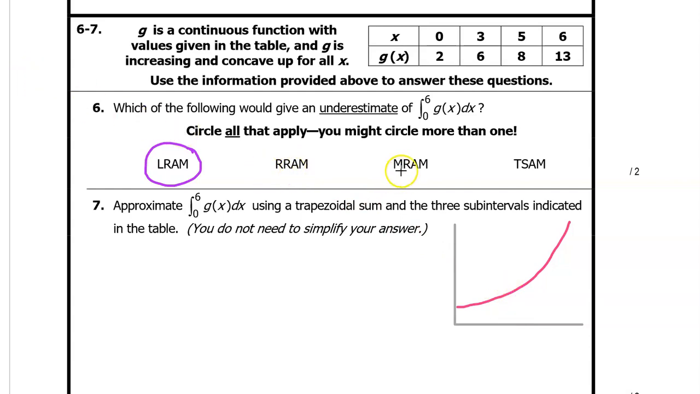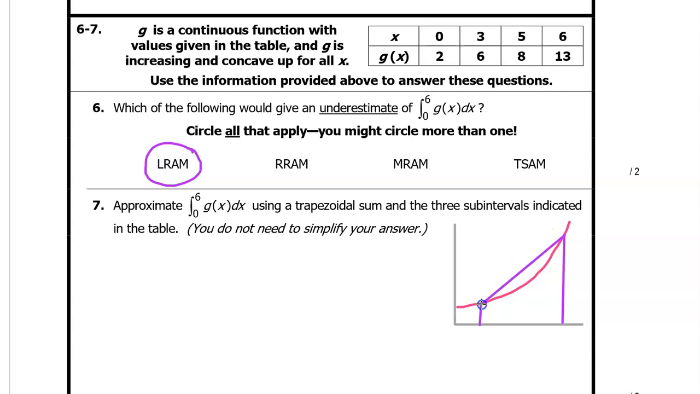I'm going to skip MRAM for now, midpoint rectangle approximation. If I draw a picture of that, it's too hard to tell if we are looking at an overestimate or an underestimate. Instead, we will answer the question for trapezoidal sum approximation, TSAM, and whatever is happening for TSAM, MRAM will be the opposite. Just memorize that. So let's draw ourselves a trapezoid. I'm going to draw a really big one to make it clear what's happening.